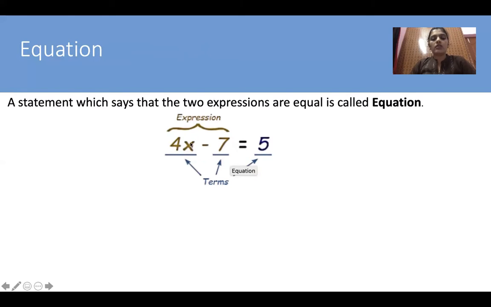In this, we have x as the variable and this 4 is the coefficient of x. This 7 is a constant term and this 5 is also a constant term.